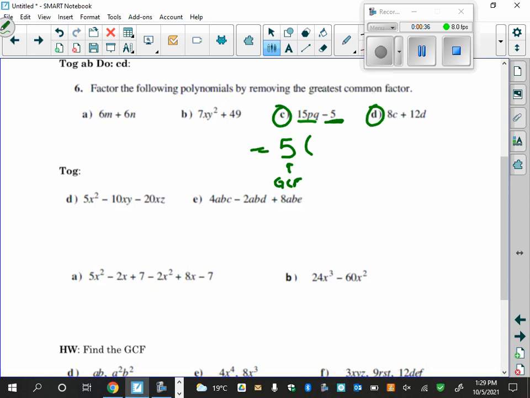So now there's two ways of doing this. You can divide both by 5. So 15PQ divided by 5 is 3PQ, and negative 5 divided by 5 is negative 1. Or you can just ask yourself, 5 times what equals 15PQ, and 5 times what equals negative 5. Either way you want it, that's good.